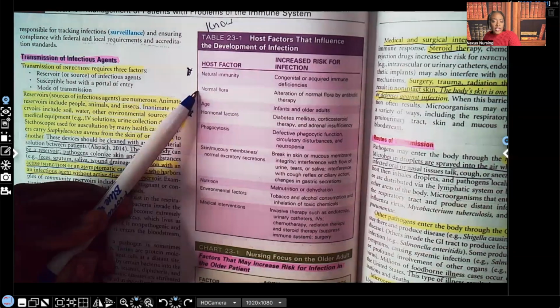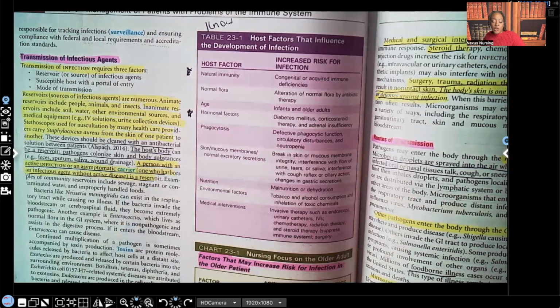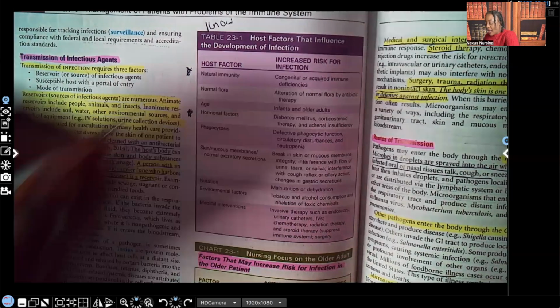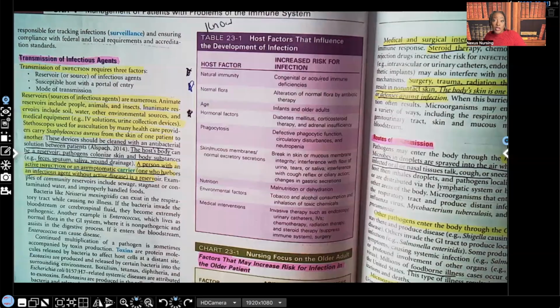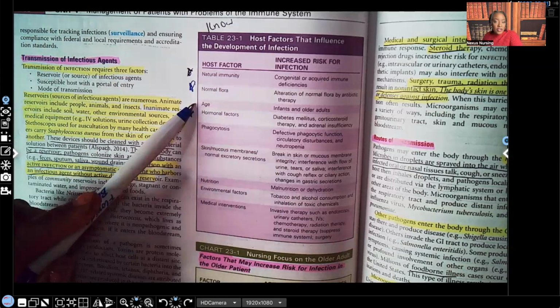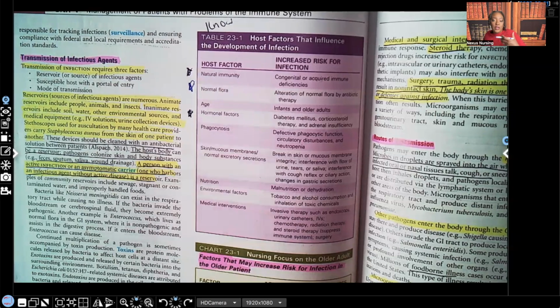Normal flora, that's alteration of normal flora by antibiotic therapy. So guys, there's certain bacteria in your body that is normal, that actually protects you. You have normal flora. If you're female, you have normal flora of the vagina. And so if you're taking antibiotics, you're douching or you're soaping down there, you're killing the normal flora that actually protects the mucous membranes of the vagina. Guess what happens? You can get a yeast infection. Again, age, the older that you get, is just wear and tear of the body, places you more at risk.